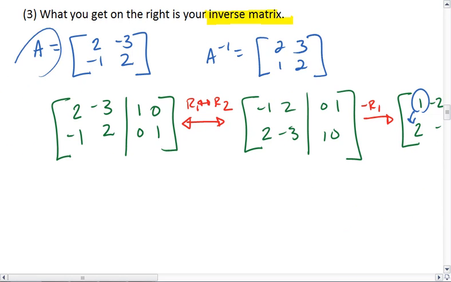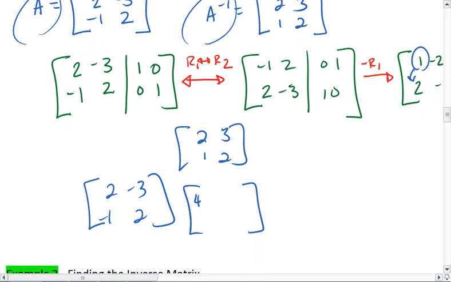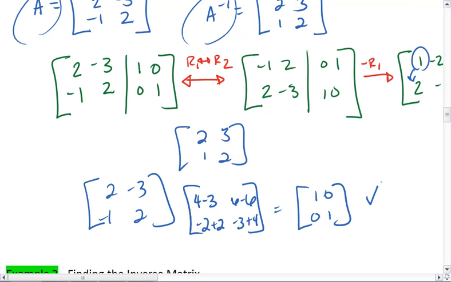And if you were to multiply A times A inverse, what you should end up with, we get 4 minus 3, we get 6 minus 6, negative 2 plus 2, and negative 3 plus 4, which simplifies to 1, 0, 0, 1, the identity. And that's what we're looking for.